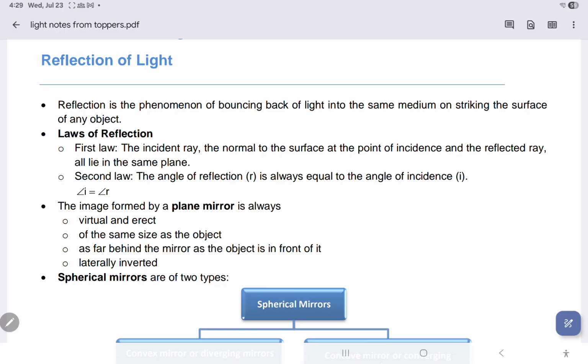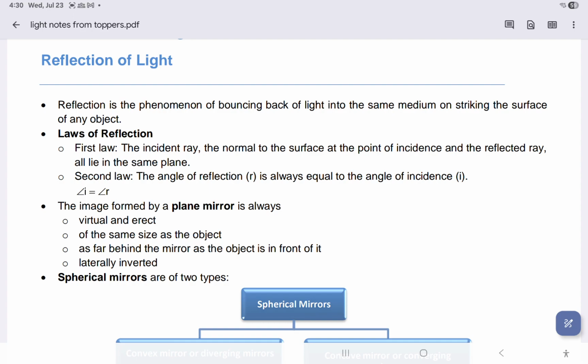Hello students, in today's lecture we are going to discuss light and its properties, reflection, refraction, dispersion and different aspects of image formation. These topics we are going to cover in today's lecture. Before starting our lecture, the first topic is reflection of light.